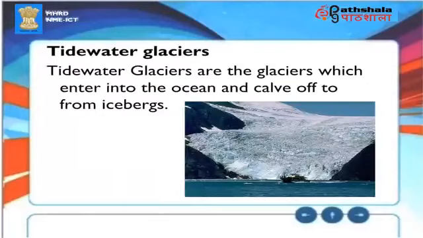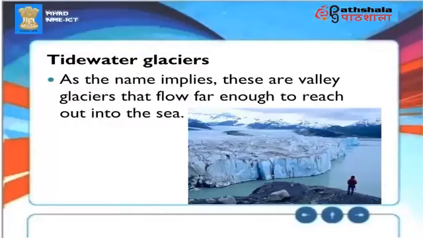Tidewater Glaciers. Tidewater glaciers are the glaciers which enter into the ocean and calve off to form icebergs. Tidewater glaciers are responsible for carving numerous small icebergs, which, although not as imposing as Antarctic icebergs, can still pose problems for shipping lanes.